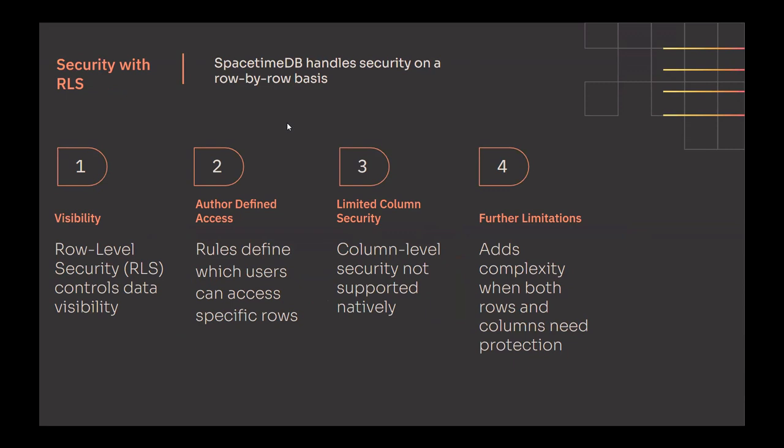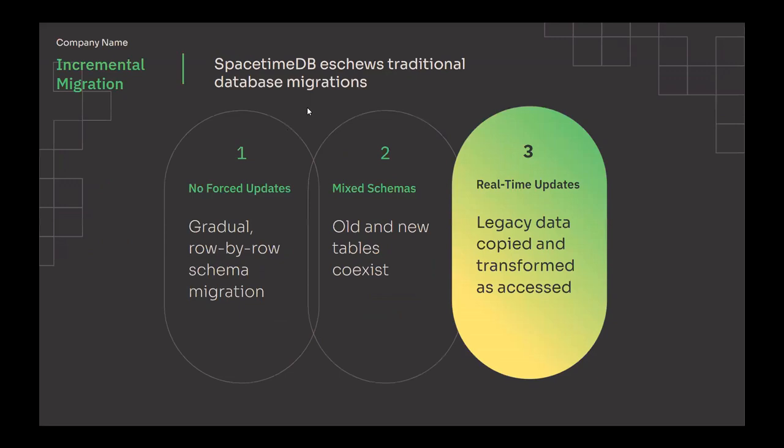However, given that SpacetimeDB has a row-wise nature to it, it has row-level security on how users can access data from each row. However, it doesn't seem to have column-level security exactly, meaning that if this is required, this might be a limitation. So unlike traditional database systems, SpacetimeDB handles data migration incrementally, meaning there are no forced updates. Instead, the schema is updated row by row from old tables to new tables as needed. This allows for real-time updates with legacy data getting copied and transformed into the inherited table whenever accessed.